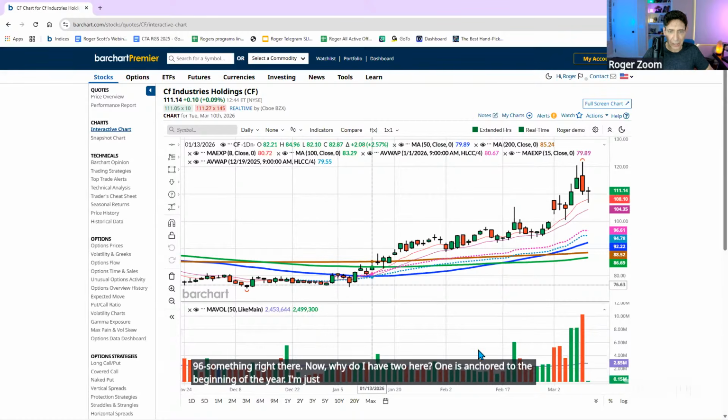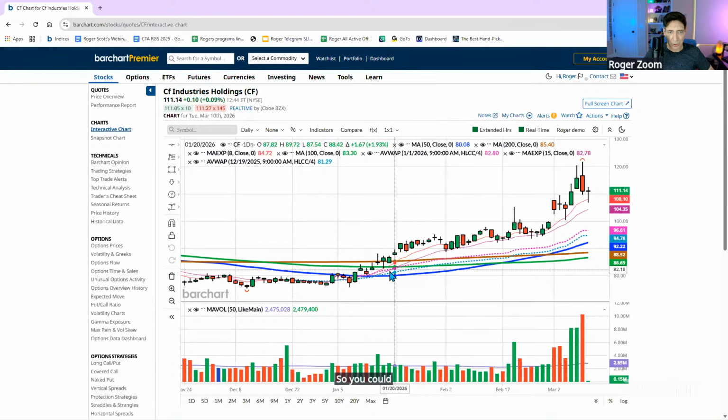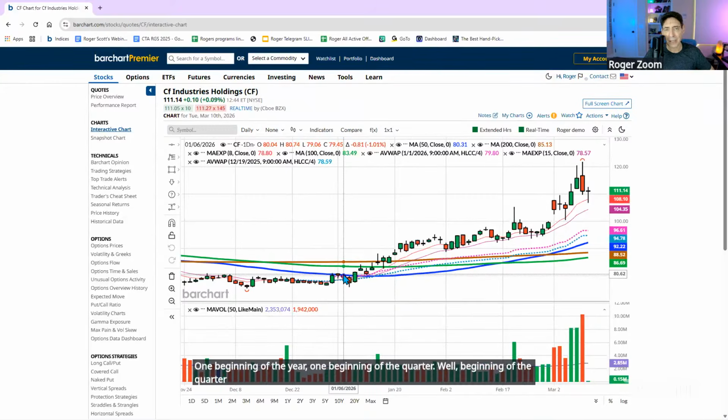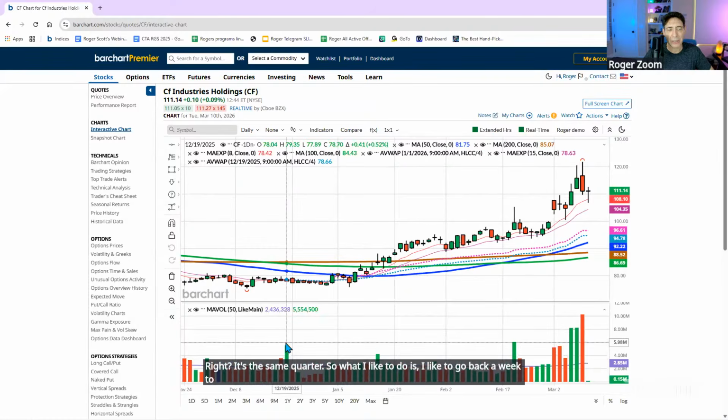I'm just giving you a summary of what we covered yesterday, because a lot of people said I went a little too fast and was talking about so many things. So you can follow these two lines, the green and the pink line. One starts right here, the beginning of the year, and one starts a week earlier. In theory, they're both supposed to start at the beginning of the year and the beginning of the quarter. Well, the beginning of the quarter and the beginning of the year are the same date, right? It's the same quarter. So what I like to do is go back a week to option expiration. You see this date right here?